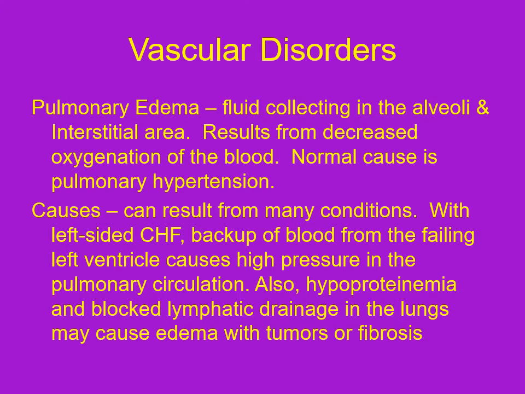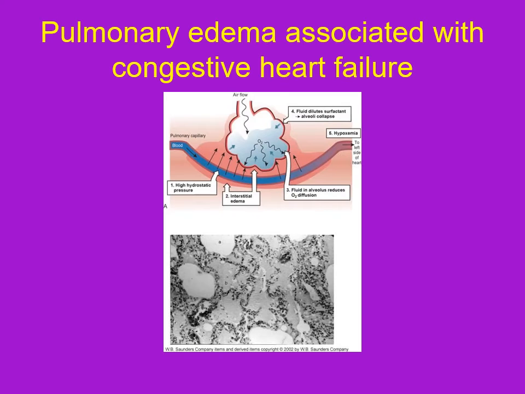Pulmonary edema. Now, these are vascular disorders. Fluid collecting in the alveoli and the interstitial area. Results from decreased oxygenation of the blood. Normal cause is pulmonary hypertension. Causes can result from many conditions, with left-sided congestive heart failure. Backup of the blood from the failing left ventricle causes high pressure in the pulmonary circulation. Also, hypoproteinemia and blocked lymphatic drainage in the lungs may cause edema with tumors or fibrosis.